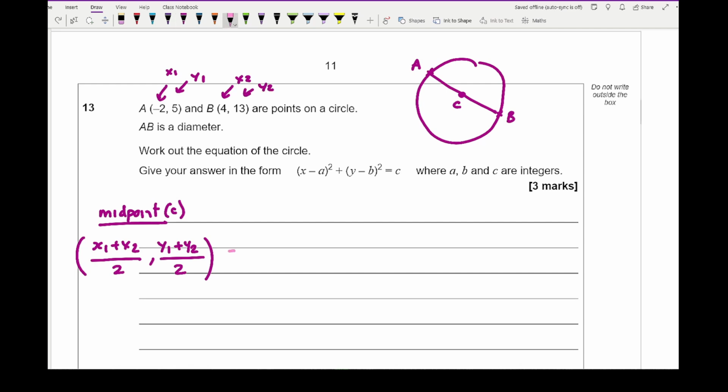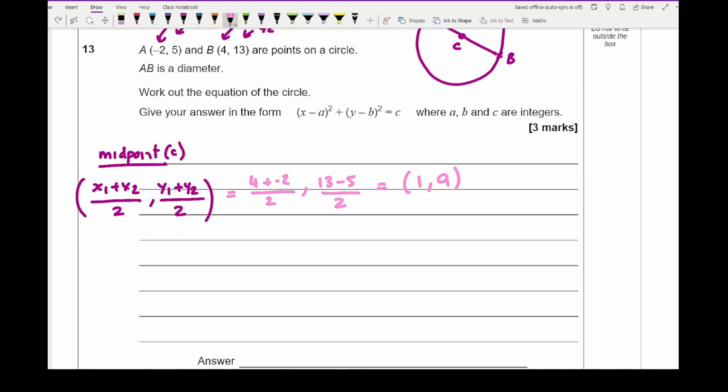So substituting those numbers in, what do I get? Well, I'm going to get 4 plus minus 2 over 2, and 13 and minus 5 over 2, and that gives me a midpoint coordinate of 1, 9. Then from this, looking at that, oh, that should be a plus rather. There we go. That makes more sense. I was wondering where that 9 had come from.